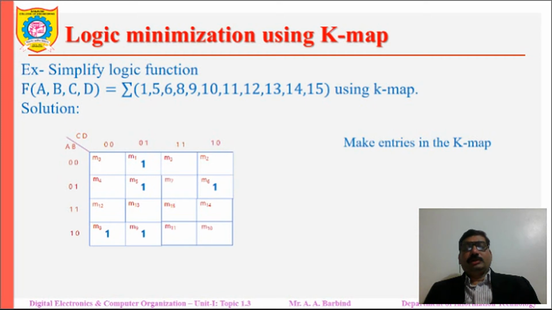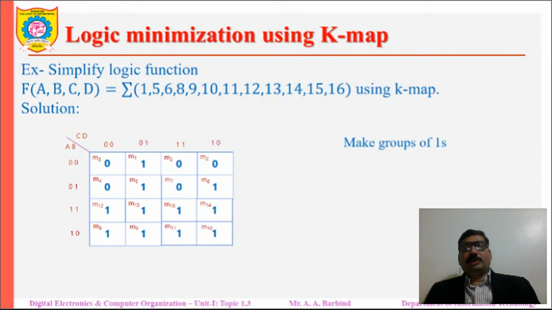Then 9, and then this one is minterm 10. Then this one is 11. Then the 12th minterm is this particular cell, so there is 1. Then 13 is also 1. 14 is this one, and 15 is this one. So like this we have entered 1 corresponding to each of these minterms, whereas the remaining cells will be 0.